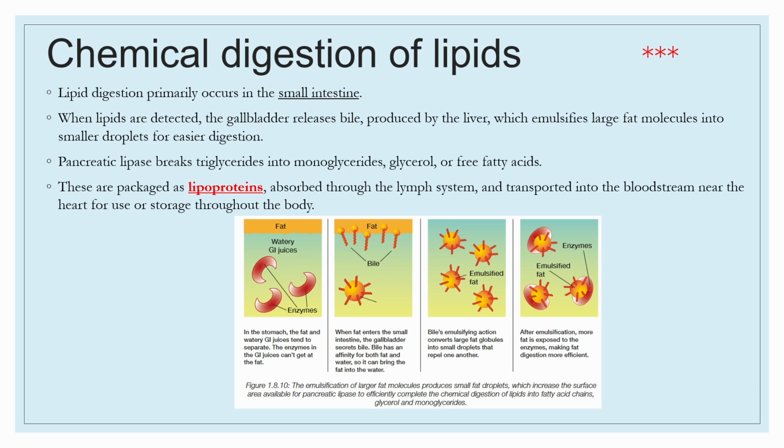The pancreatic lipases released from the pancreas then help break down the triglycerides into monoglycerides or glycerols or even free fatty acids. These are then packaged into lipoproteins, which are absorbed into the lymph system, transported through the bloodstream near the heart for storage throughout the body.